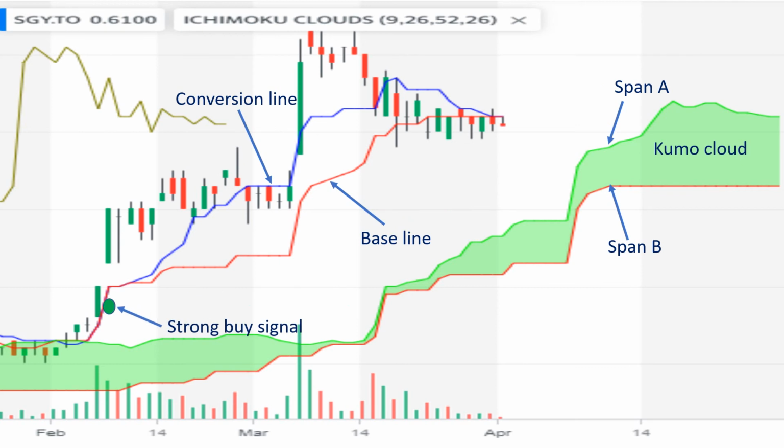Now, if the blue line crosses above the red line and this crossover is above the Kumo cloud, it generates a strong buy signal. If span A crosses above span B and this crossover is below the price trend, it generates a strong buy signal.